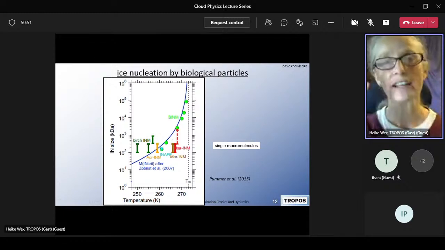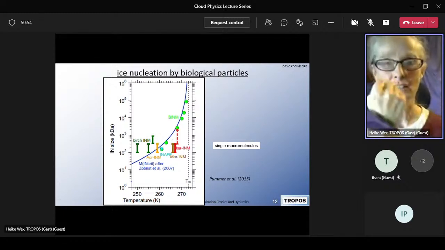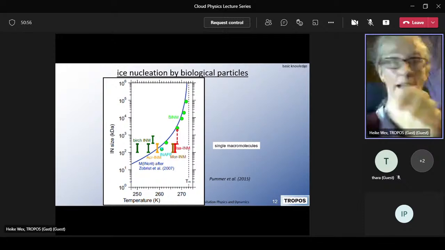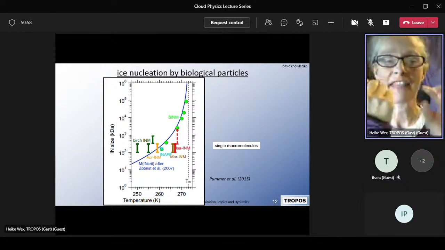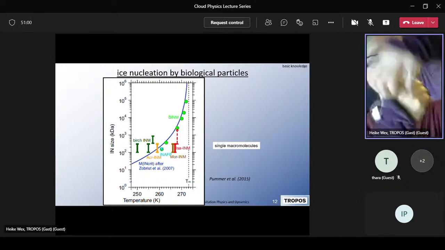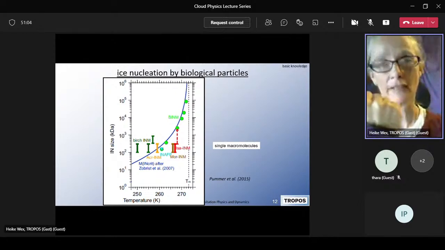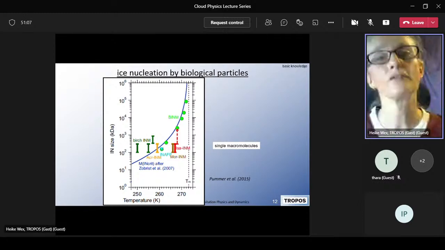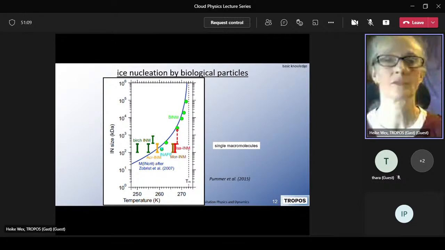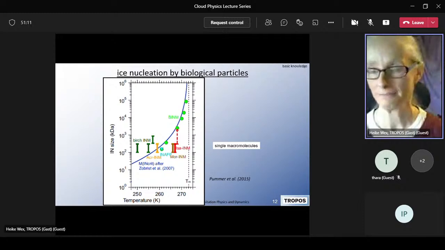So how you can imagine that is you have that macromolecule on your huge microorganism sitting somewhere, and then water molecules arrange around that macromolecule, and from the outside then that looks like a huge clump of ice, like a huge ice embryo, and then the freezing of the whole water surrounding the microorganism can start. So that's nice, biological particles.